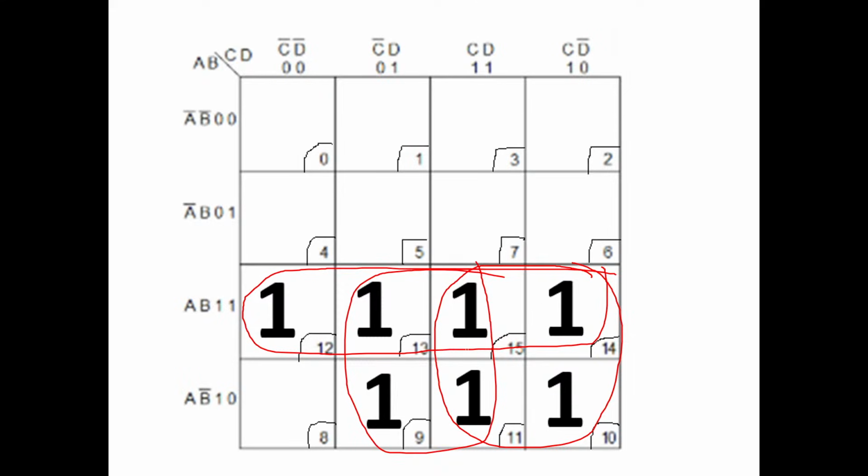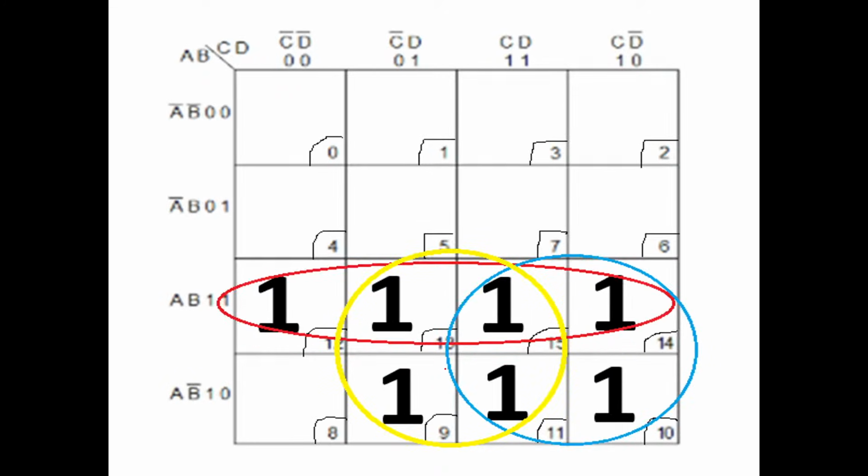So I have told you, you can group 2 boxes or 4 boxes or 8 boxes or 16 boxes. So we have got total 3 groups, each group has 4 boxes. Okay, now let us take the red group.